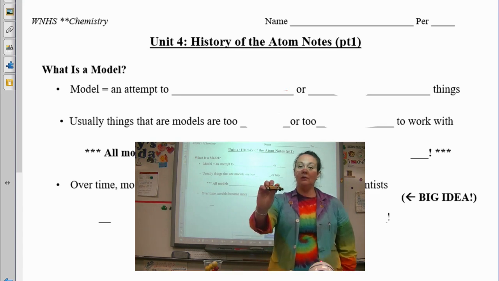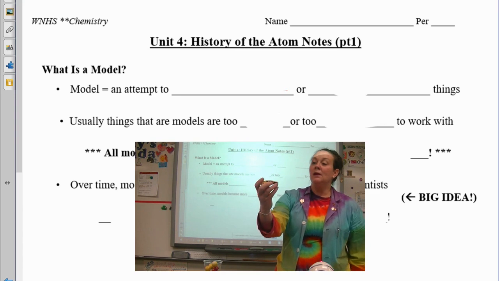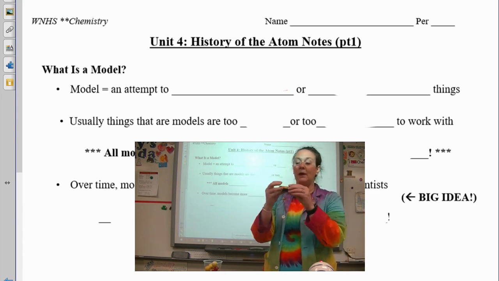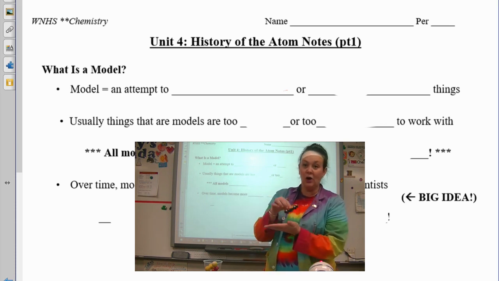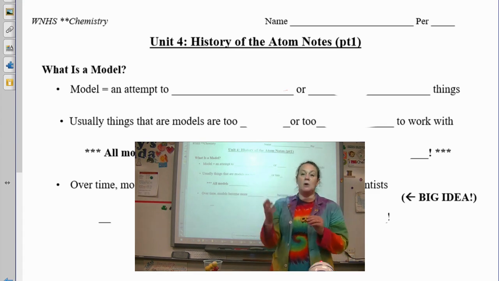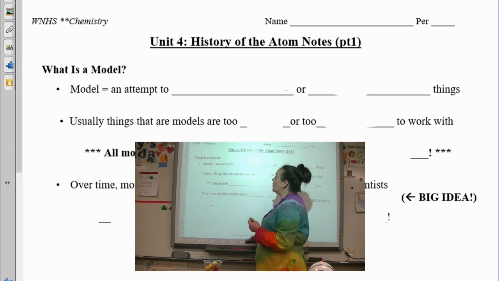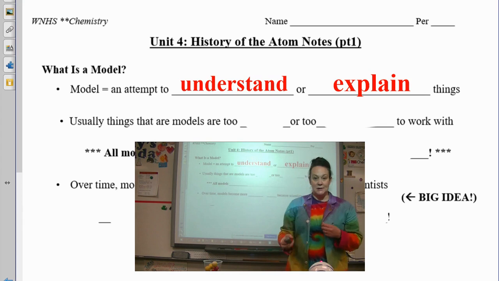And so you could get out a little toy or model car. Here, I've got a little Matchbox car that has wheels that spin, has little doors that open, and it looks like a car. It rolls like a car. But this is not a car. If you were trying to describe to somebody what a car would look like, you could use a little toy car as a model, and that could help you explain something. So a model is an attempt to understand or explain something.